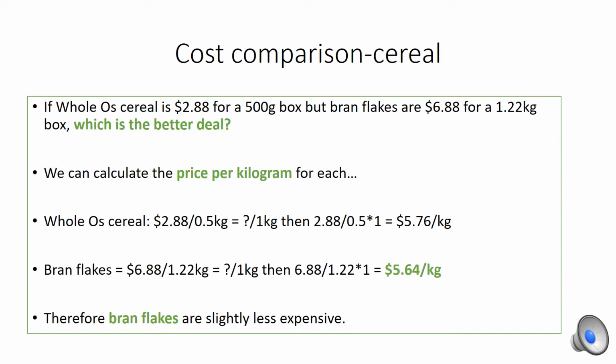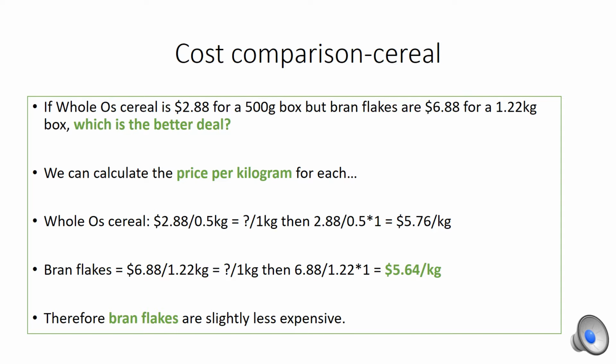First, we will look at two different kinds of cereal. If whole oat cereal is $2.88 for a 500-gram box, but bran flakes are $6.88 for a 1.22 kilogram box, which is the better deal? We can calculate the price per kilogram for each.